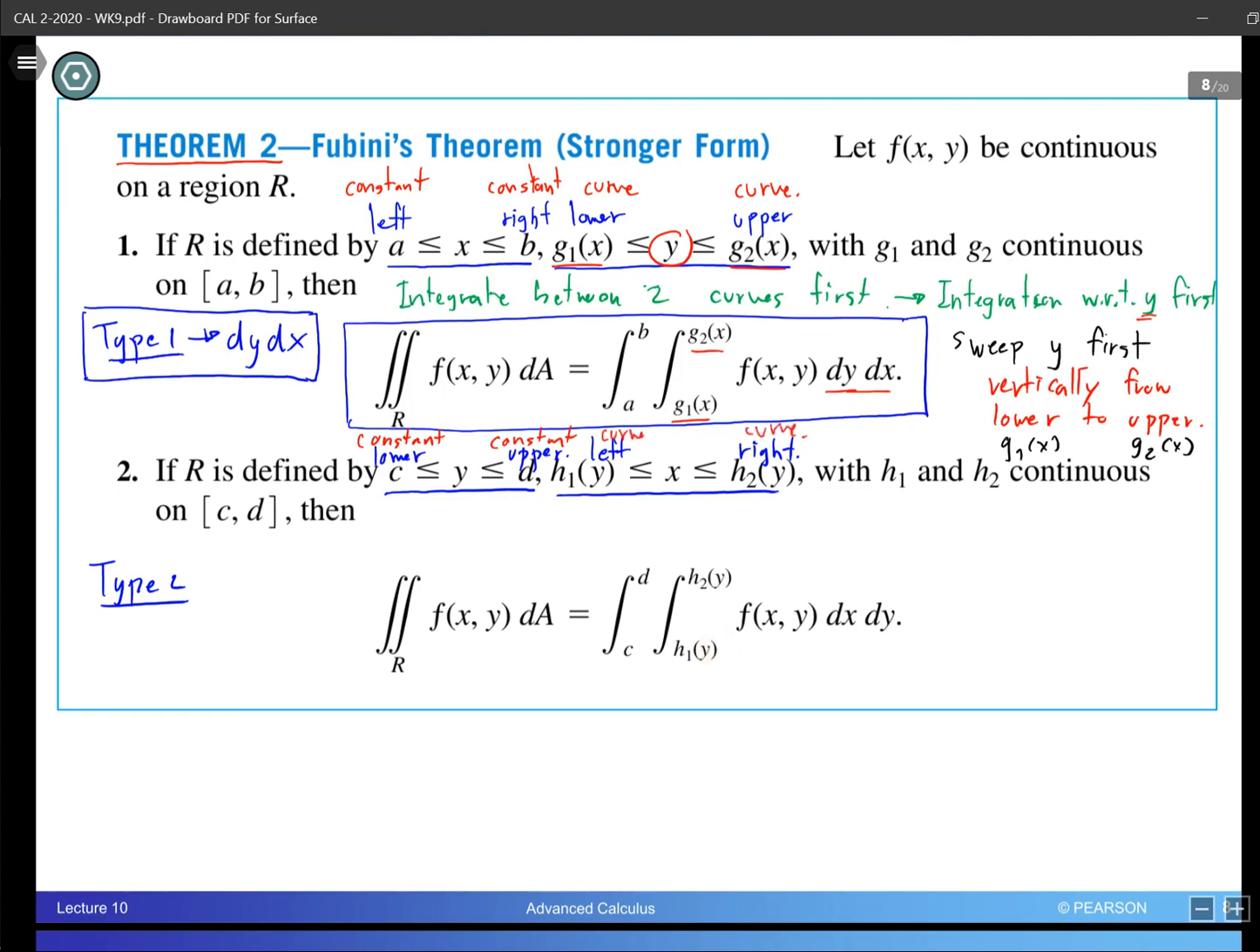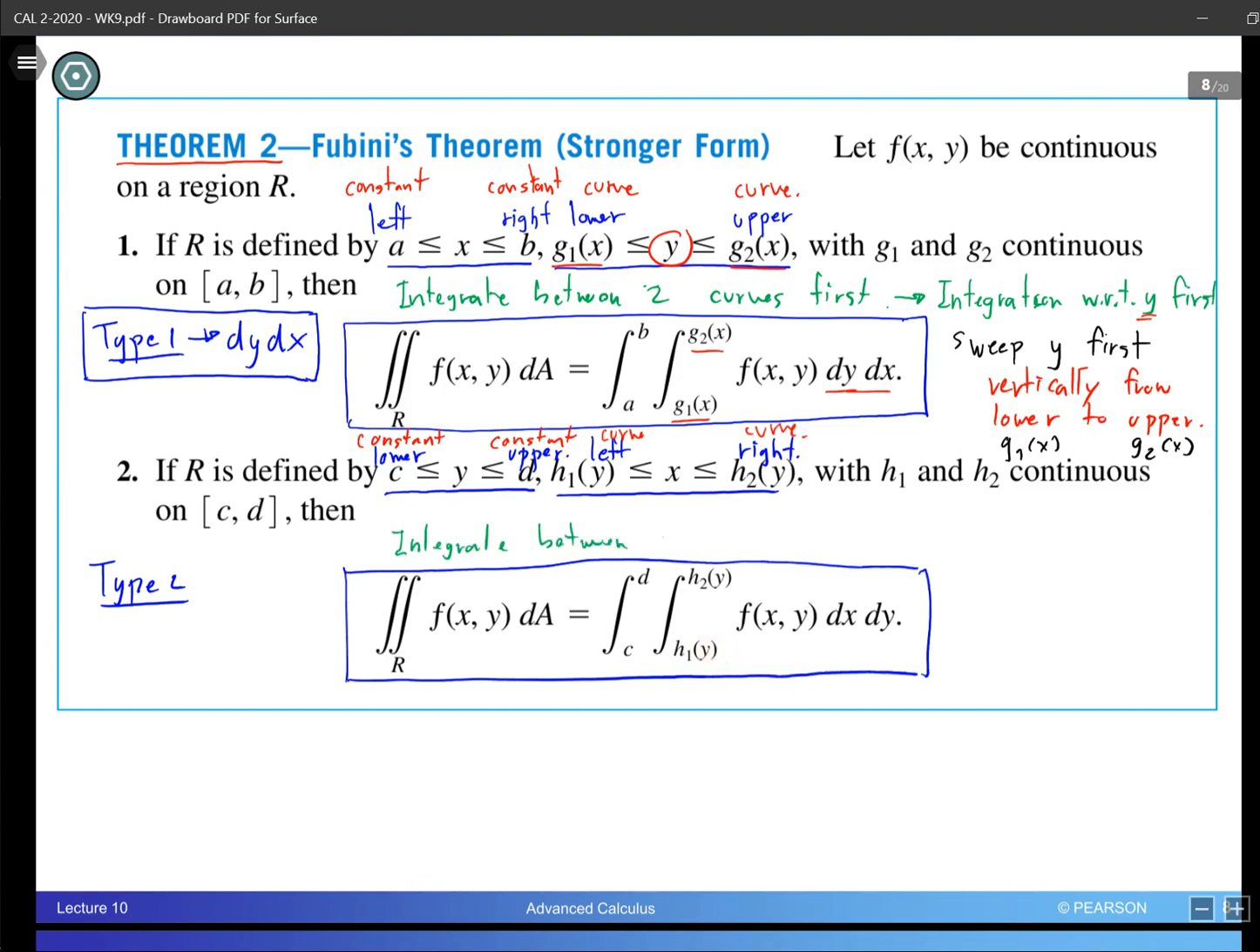Now for type 2, we are going to use this formula. It's going to be similar to the one in type 1. It's about the double integrals again, but the only difference is the order of the integration. Once again we have this one rule to keep in mind: integrate between two curves first. Same one rule.